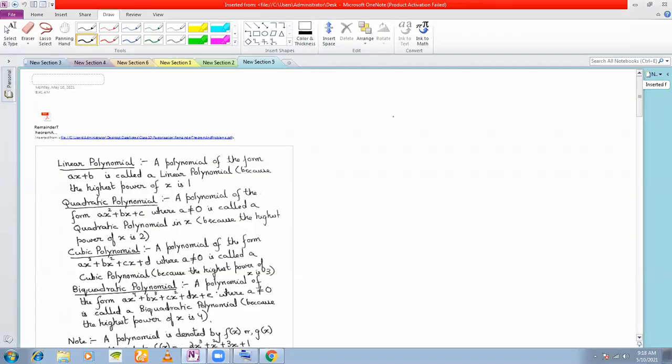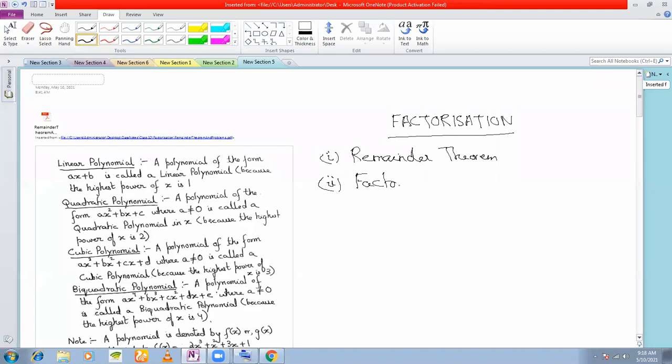So today we are going to start this chapter on factorization. In this chapter you will learn two theorems. This chapter basically consists of two theorems. The first theorem is the remainder theorem, and the other is the factor theorem. We are going to learn these two theorems in this chapter; there is nothing else in this chapter. We'll start with the remainder theorem.